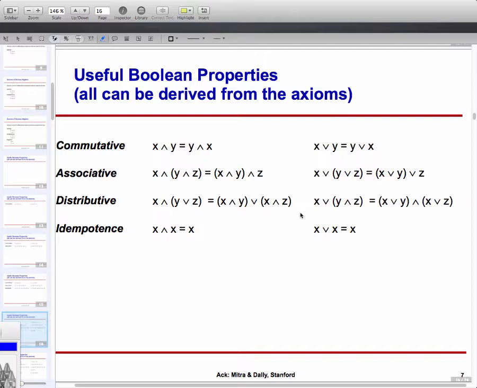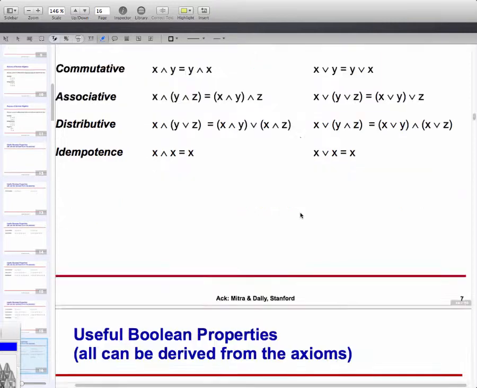Idempotence. X and X is X. X or X is X. Again, from the intuitive definition of AND and OR, that stands to reason. So that's called idempotence. By the way, just to put you at ease, you don't need to remember these names, but you do need to know that these properties are true, because you're going to need them as you're designing stuff.